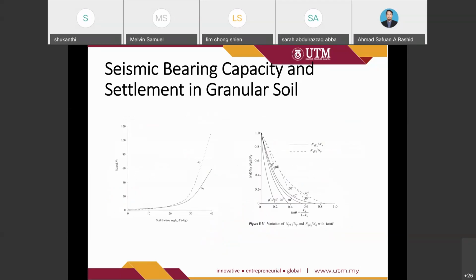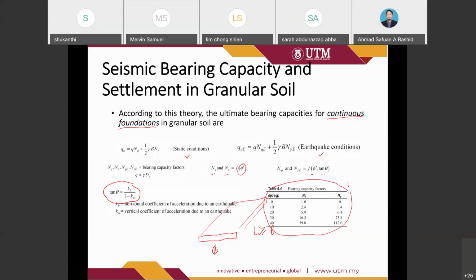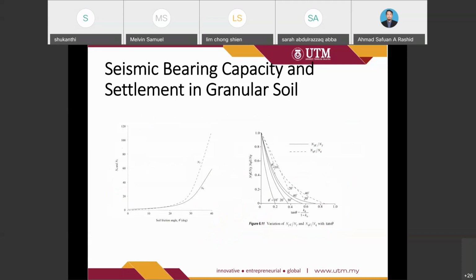So either we want to use this table to obtain the Nq and N gamma, or we may use this table to obtain the Nq and N gamma, where we base on the phi value. To determine the N gamma e or Nqe, we may use this graph. But the result is in ratio, which is N gamma e over N gamma, and Nqe over Nq.